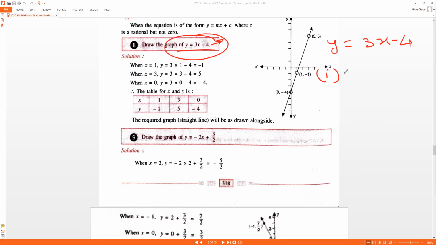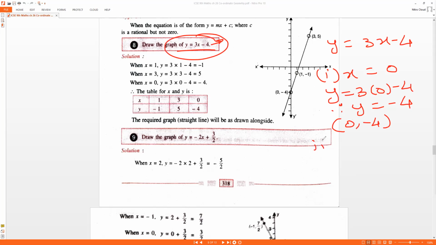So first one, let's say we assume x is equal to 0. So y will be 3 into 0 minus 4. So what will be y? Minus 4. So what is the point here? 0 comma minus 4. Very good. Second, let's say we take x is equal to 2, for instance.